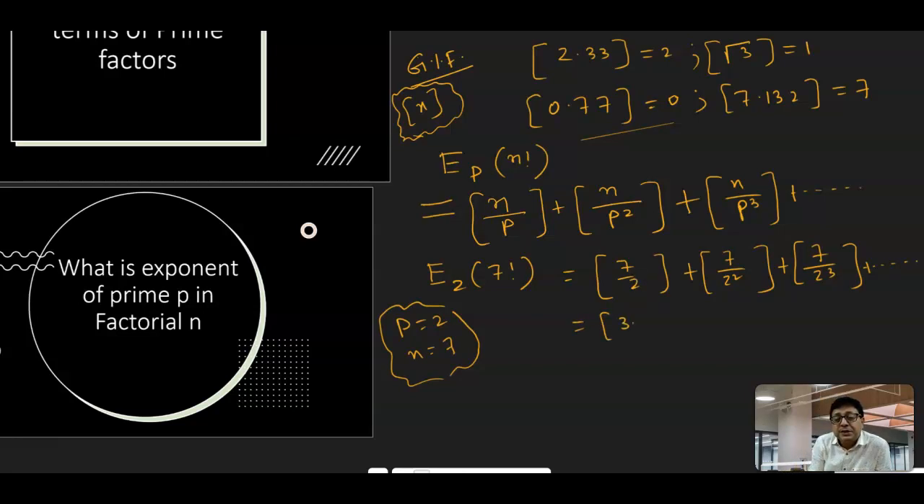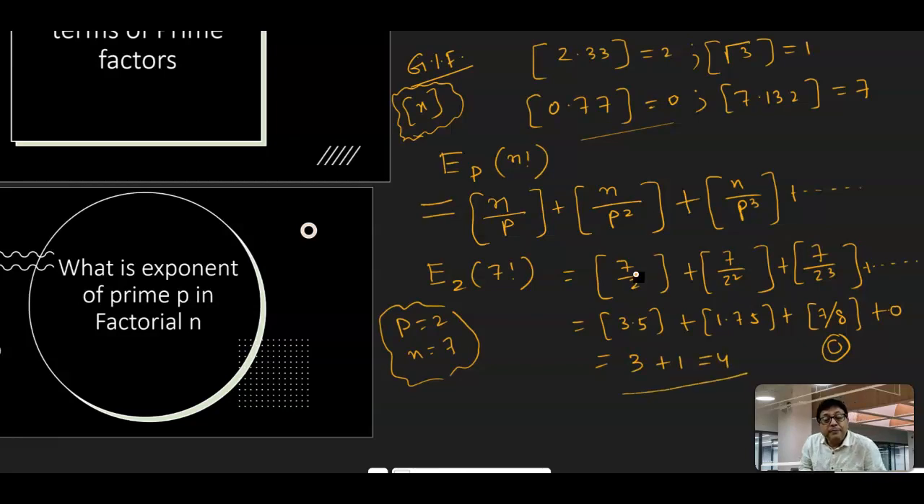What is 7 by 2? It is 3.5. What is 7 by 4? It is 1.75. What is 7 by 8? It is a proper fraction, so all other terms are going to be 0. Floor of 3.5 is 3. This is 1. So the answer is 4. We have seen that the prime factorization of factorial 7 contains 2 four times. So it is proved.